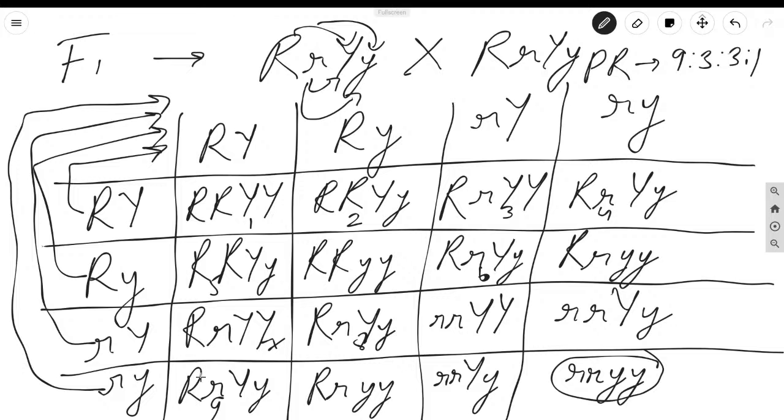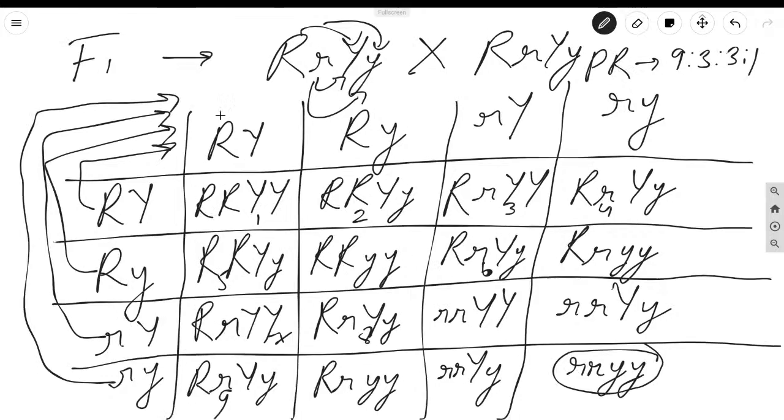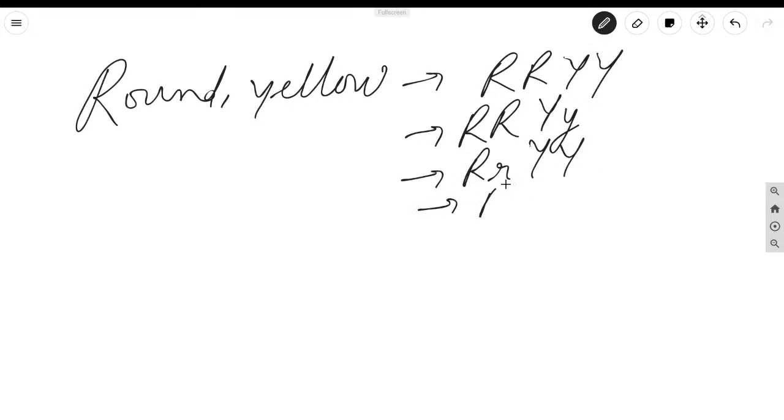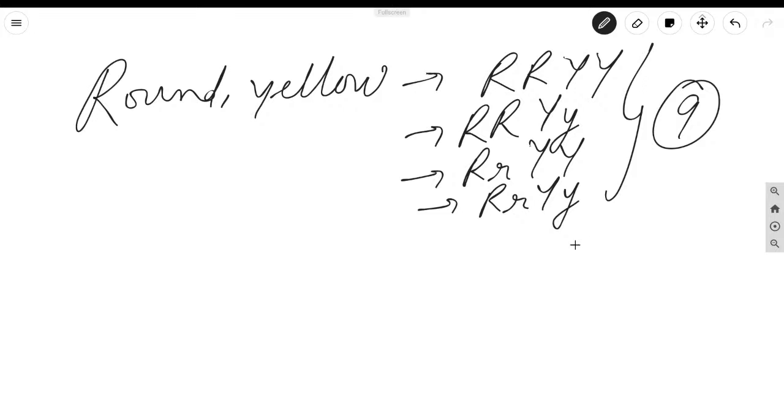So for round and yellow, what do you need? I'll tell you the genotype for all. Okay, how do you get it? In order for you to be round and yellow, what all genotypes do you need? Either you can be this or you can be heterozygous. You can be this one, you can be this one also, or you can be this one also. So this comes to be 9 genotypes like this. So round and yellow. Okay.